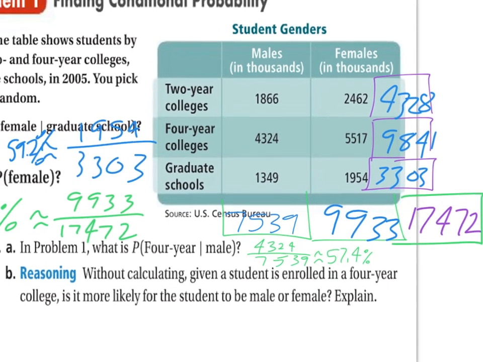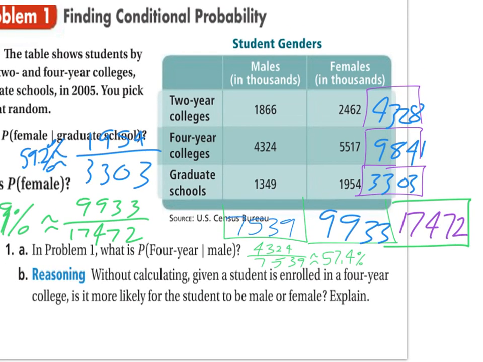Next one we have actually asks us just to think about it. So without calculating, given that a student is enrolled in a four-year college, is it more likely that the student be male or female? So again, what's the given condition? Let's make sure you're clear there. Given that they're enrolled in a four-year college, all we have to do is look at our four-year college row, so that's this single row here. There are 4,324 males and 5,517 females. So is it more likely that a student be male or female in that group? Without calculating the percentages, since there are more females in that group, they'd be over 50% chance, whereas males would be less than 50% chance.